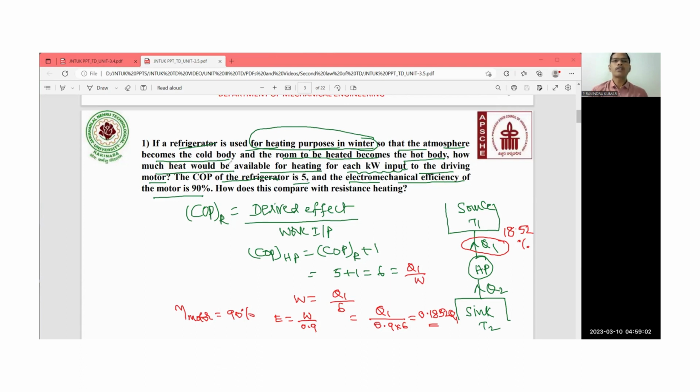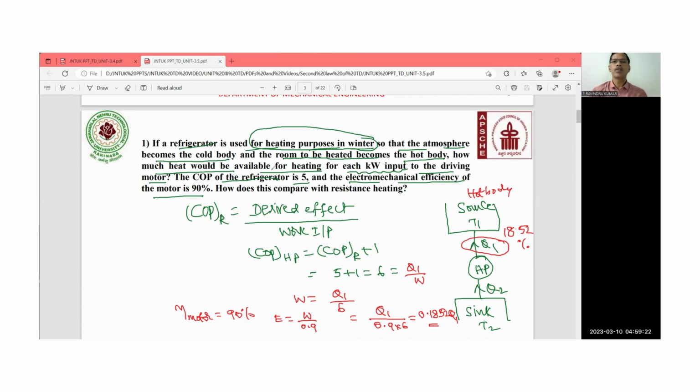So that the atmosphere becomes the cold body and the room to be heated becomes the hot body. So this is the room, this is going to become the hot body. And how much heat would be available for heating per kilowatt input to the driving motor?